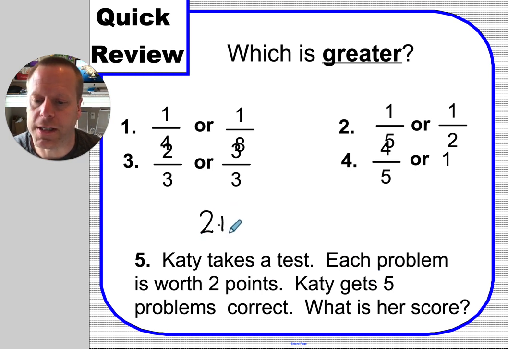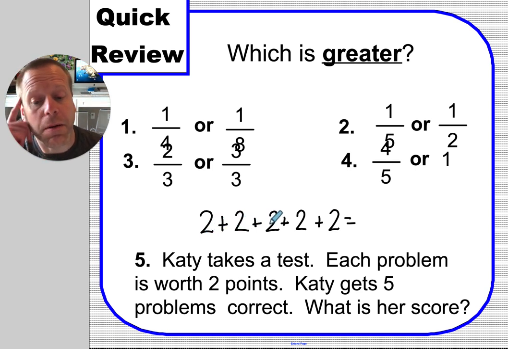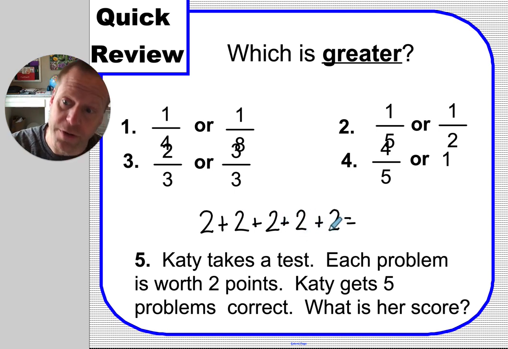So she gets 1 problem correct. And then she gets another problem correct. 3 correct answers. 4 correct answers. Oh, here's her 5th correct answer. Now, you could, if you wanted, add up 2 and then plus 2 and then plus 2 and plus another 2 and plus another 2.